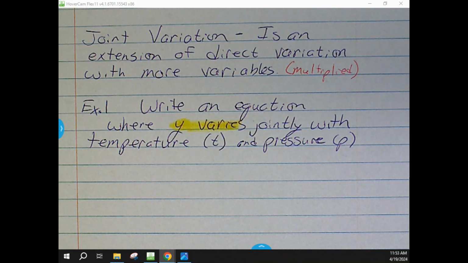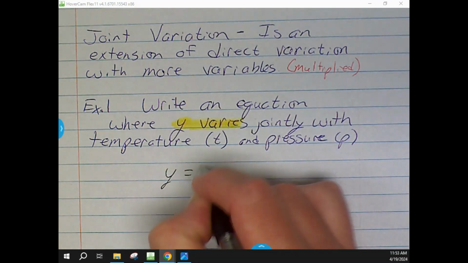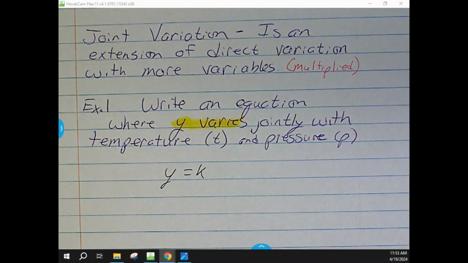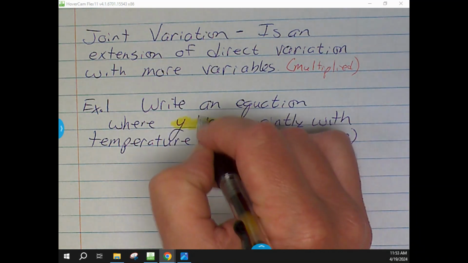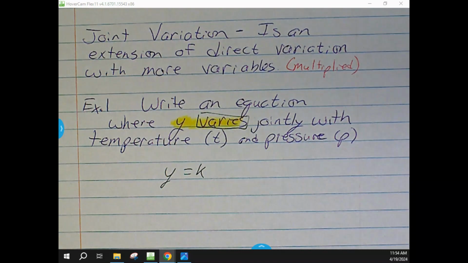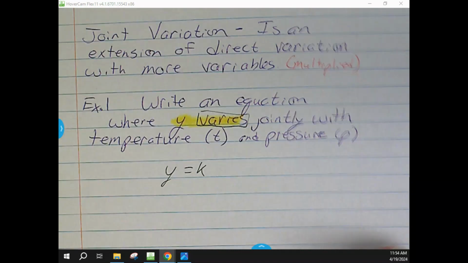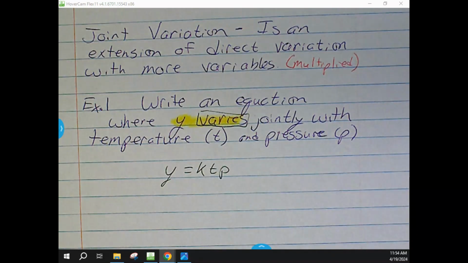As soon as you see the varies part, that's always going to be y equals k. So they give you a variable and they say varies. Basically, that part is the y, and the varies part is always going to be the equals k part. That's going to be there. And then everything after that is just based on what they're doing. So if it varies jointly with temperature and pressure, you just put k times T times P.